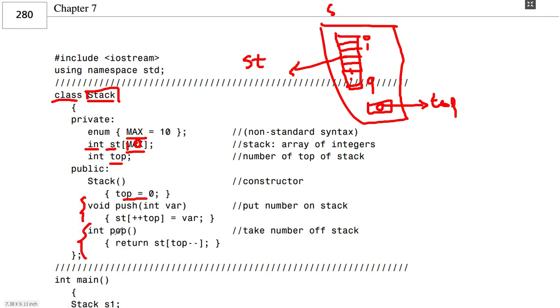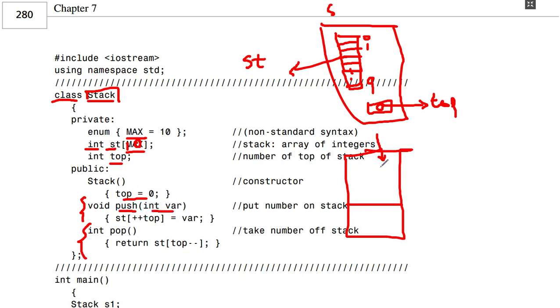What is this member function doing? The name of this member function is push. Normally when we want to insert some data into the stack, we say we are performing the push operation. That's why the name of this function is kept as push. And what is this push doing? Push is asking for a variable. You can see from here it takes a variable.